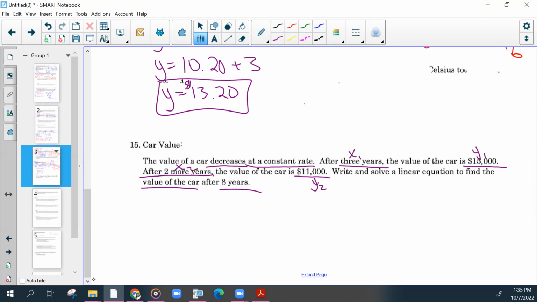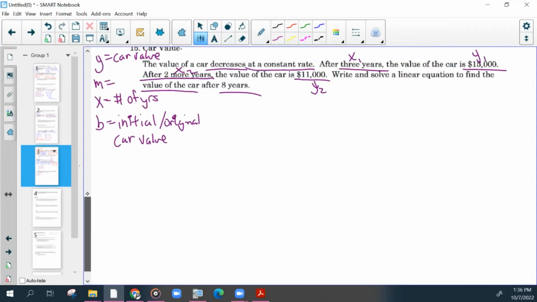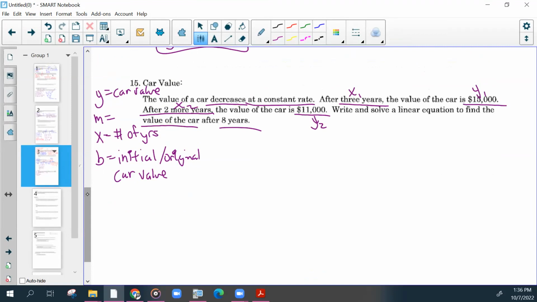I want to do this one because there's a lot of things we need to know and understand about this problem. But let me write some of the stuff off to the side. We know y is the car value. We're going to figure out m here in a minute. X we know is the number of years. B, because the value of the car is decreasing, would be the initial car value or the original car value. Okay. So as we are solving this, we'll go back and talk about M and we'll talk about something else.